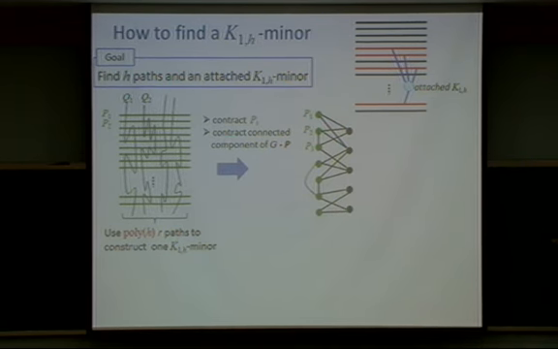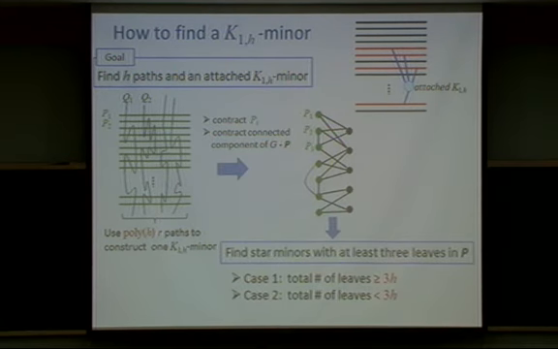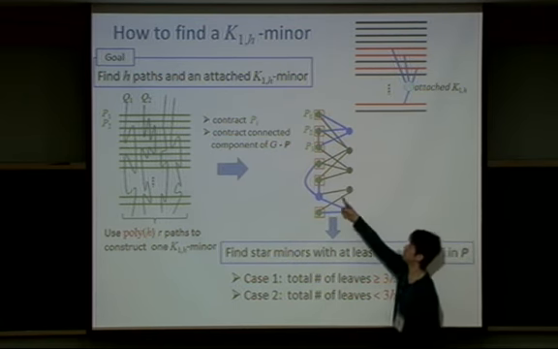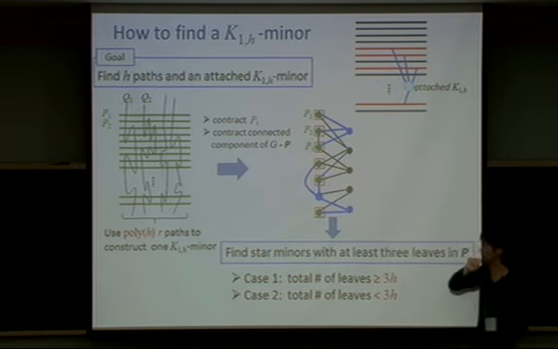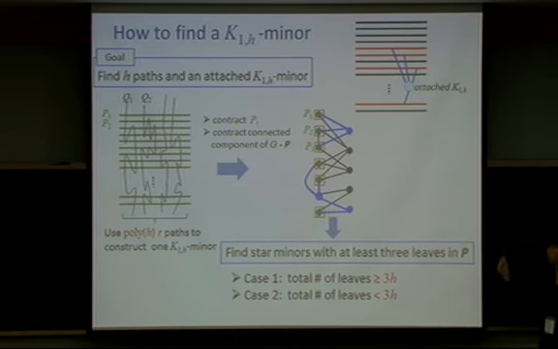So to find a K1H minor in this graph, first we find many star minors in this graph like this. This star minor has 3 leaves here, and this star minor has 3 leaves here. So we find many star minors such that each star minor has at least 3 leaves on the left hand side. And we consider the following 2 cases separately. In the first case, the total number of leaves is at least 3H.